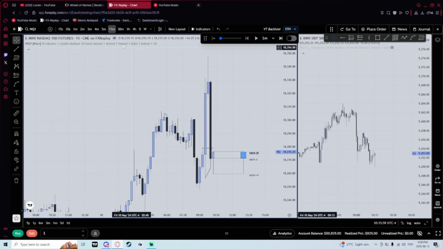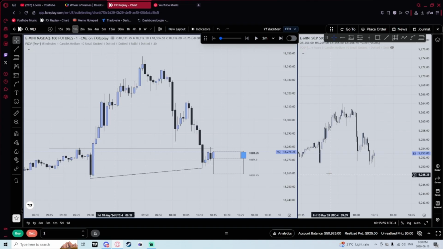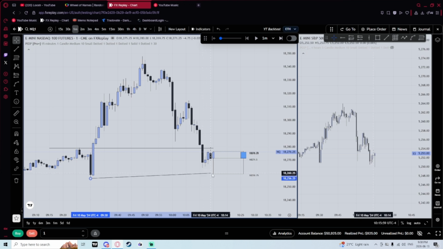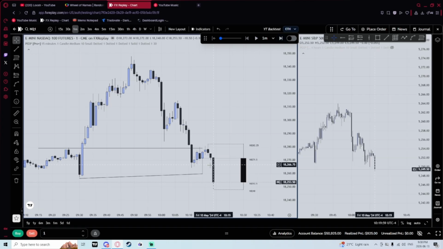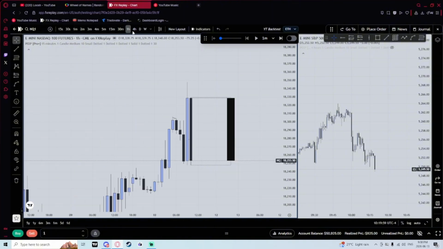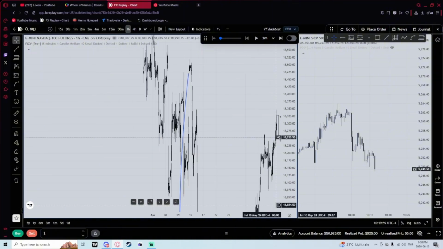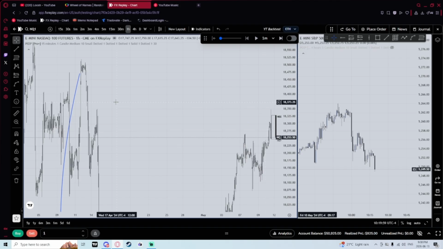We're inversing gaps left, right, and center. Typically not something I want to be risking heavy on. We still have this external SMT. We do get the full mitigation. Price generated perfect relative equal highs there.